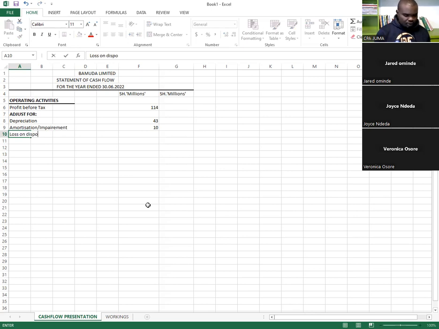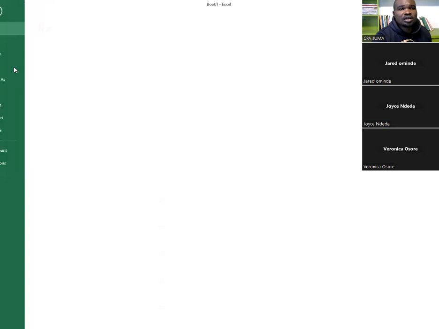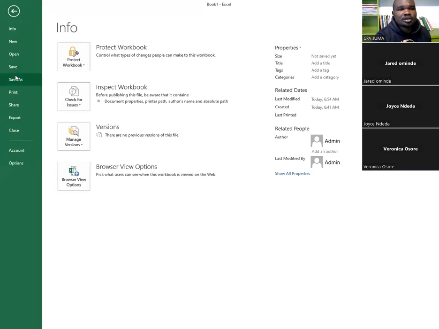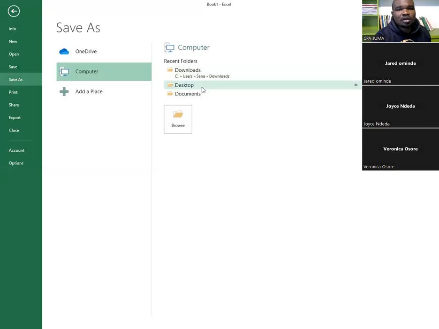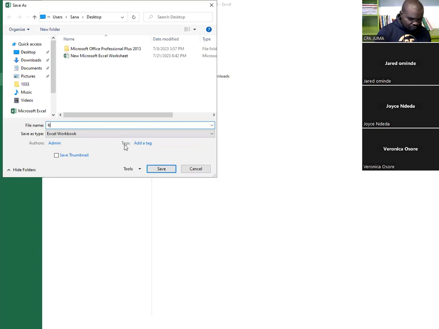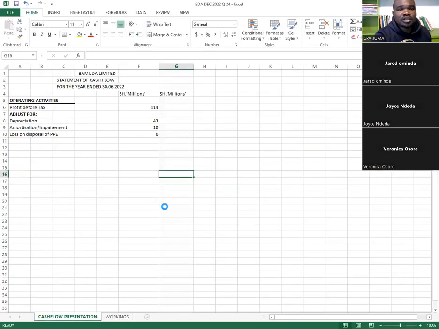That one was given, so there is no need for you to do a working. That is 6. Remember to save your work. So we can save this. In the exam, you will have that space. So this is BDA, December 2022, question 24. So remember to save our work in case of anything.